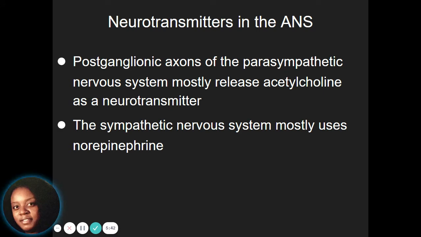In the autonomic nervous system, the main neurotransmitters that are playing a role are the axons, which are sending the information from your peripheral nervous system and releasing the neurotransmitter acetylcholine. Remember, acetylcholine plays a role in memory. And then the sympathetic nervous system primarily uses the neurotransmitter norepinephrine.